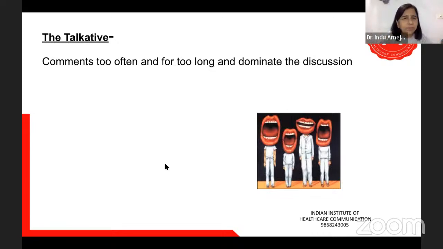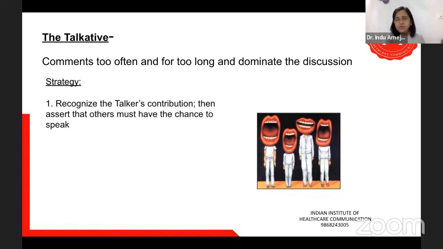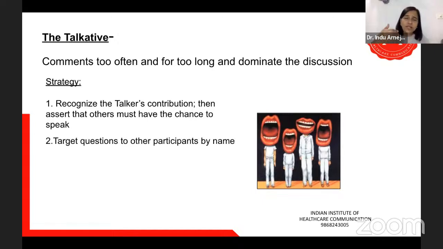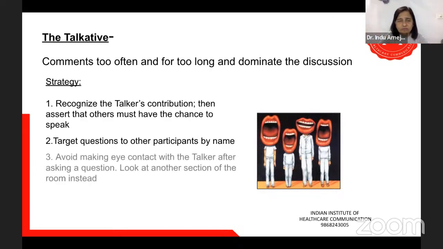One is talkative, people who comment too often and for very long and they will dominate the discussion. You will always have one or two people because they know the subject, they are doing it or they have an idea about it. So they will very often try to comment and say something. How do you go about handling them? Recognize their contribution and thank them and then move on to the next person. Sometimes you can target the question to a particular participant by calling their name, so that you are telling them, okay, let this person now take a chance and try to answer.